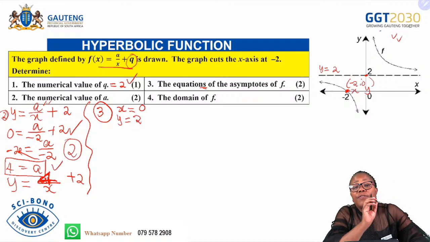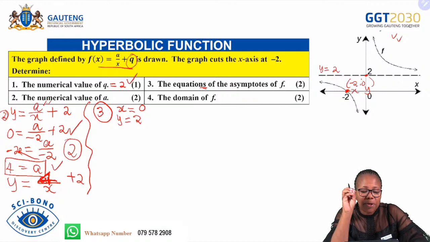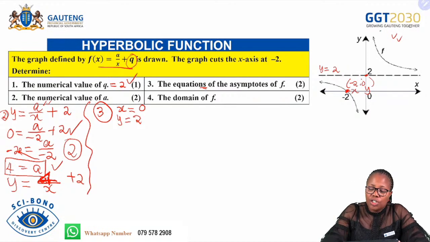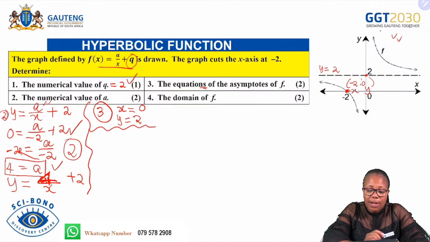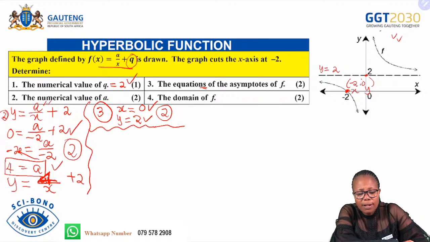And then grade 12, if they request the equation of the asymptote, do not write p equal to 0 or q equal to 2. We need that in terms of x and y because they are equations. Okay, in terms of x and y. All right. 2 marks, 1 for x, 1 for y. Therefore, this was 2 marks.